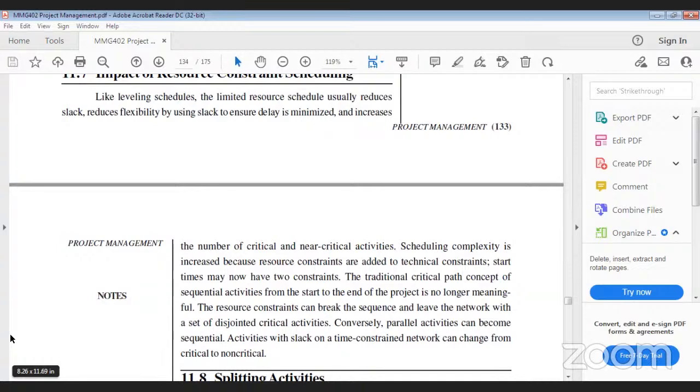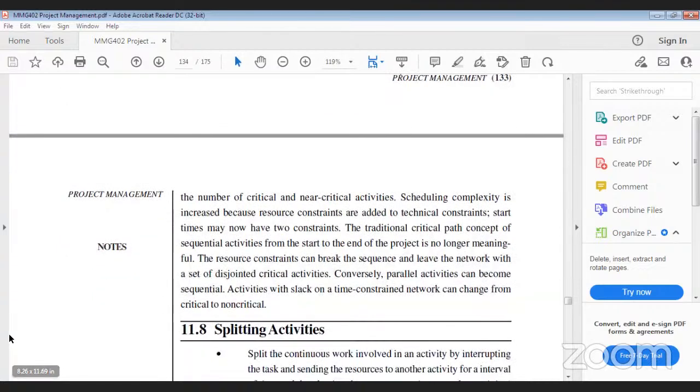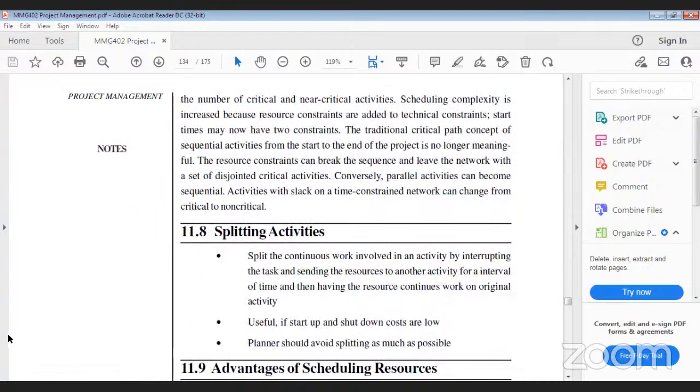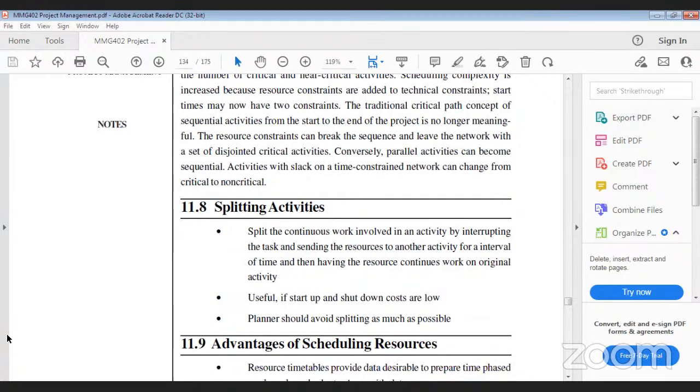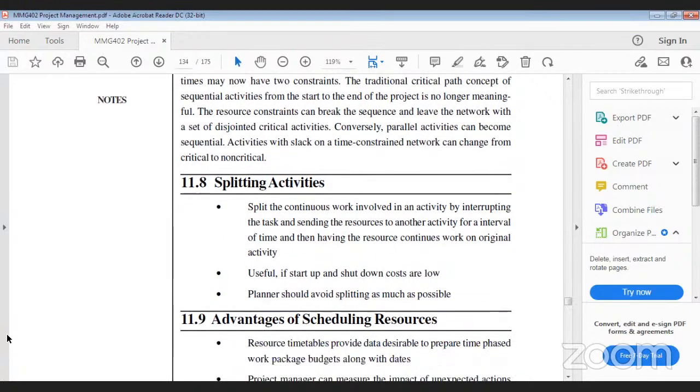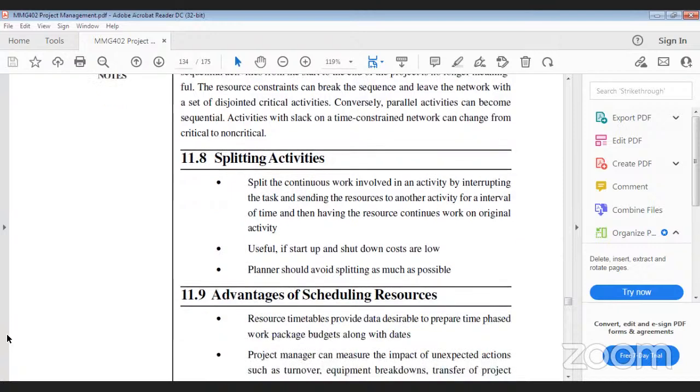The next point is splitting the activities. Split the continuous work involved in an activity by interrupting the task and sending the resources to another activity for an interval of time, and then have the resources continue work on the original activity. This is useful if the startup and shutdown costs are low. The planner should avoid splitting as much as possible.